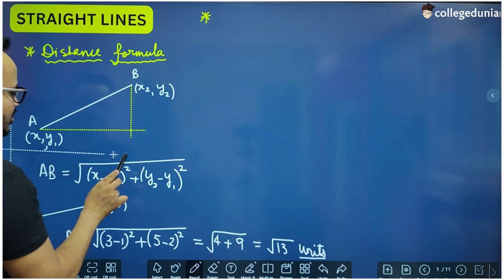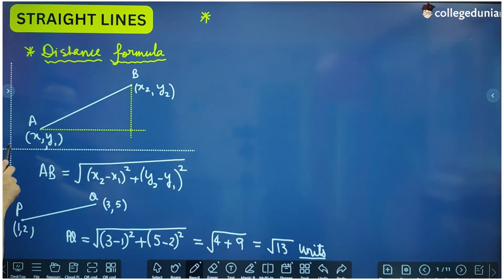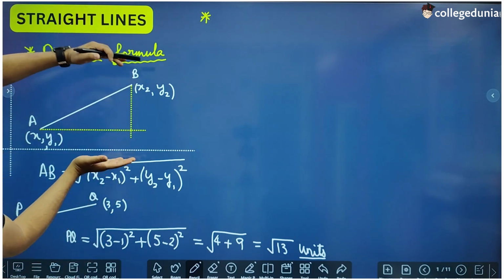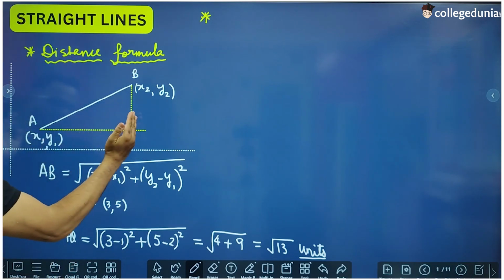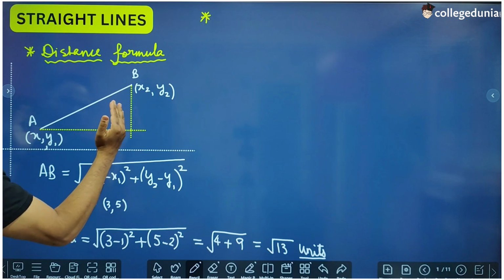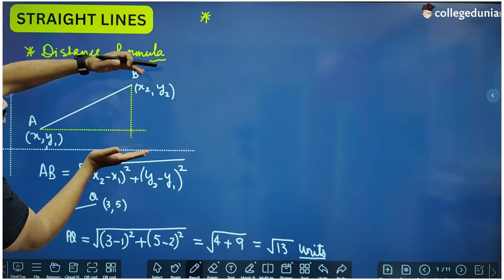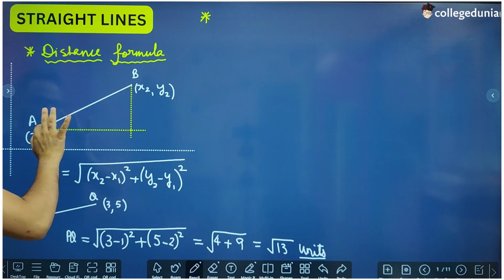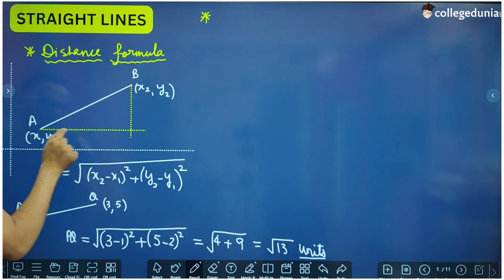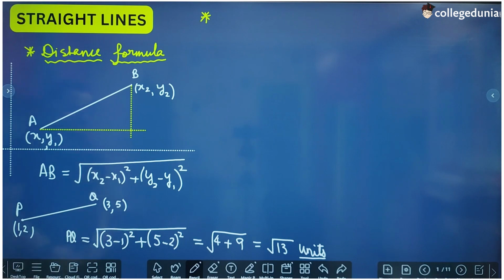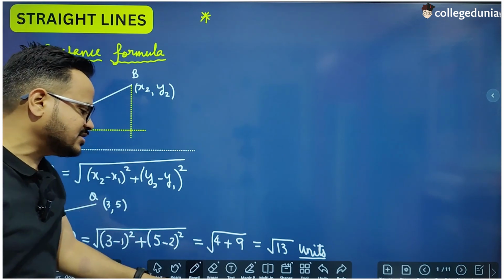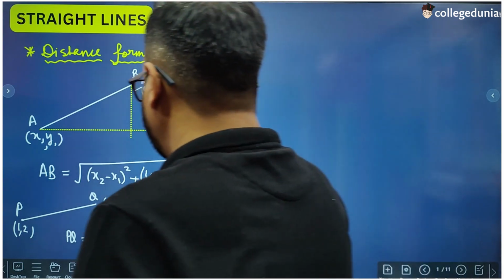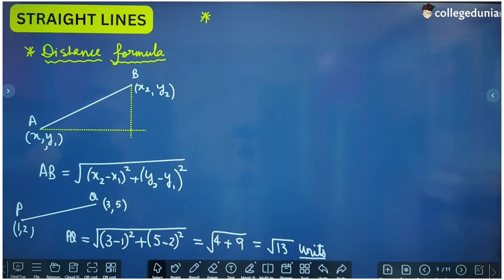Suppose this is the x-axis and this is the y-axis. If the coordinates of this point are x1, y1, then obviously this length is x1 and this is y1. And if the coordinates of this point are x2, y2, then this length is x2 and this length is y2. So if this length is x2 and this is x1, this length is x2 minus x1 and this length is y2 minus y1. So applying Pythagoras theorem, AB is the root of the square of this plus the square of this. That is just Pythagoras theorem. So that's why AB is the root of x2 minus x1 whole square plus y2 minus y1 whole square, right?